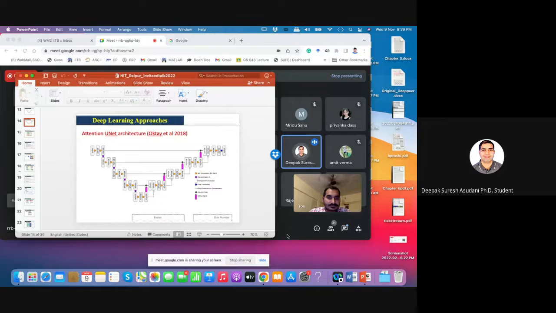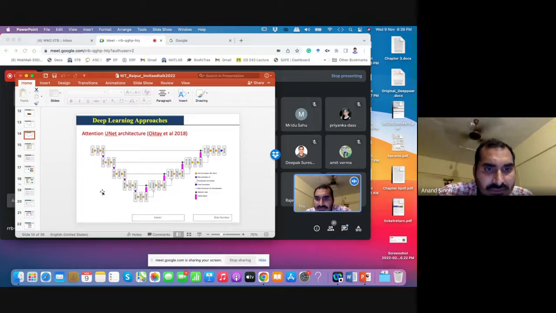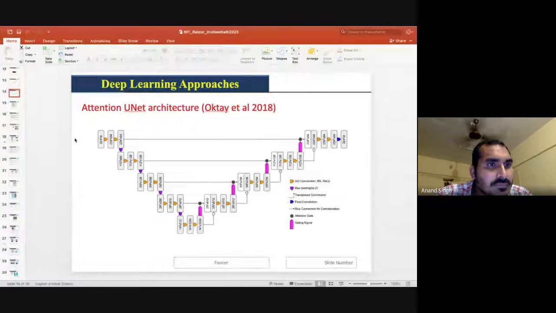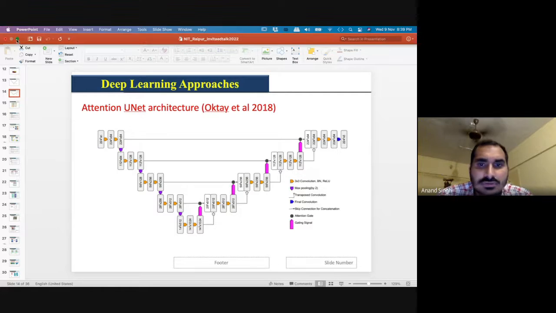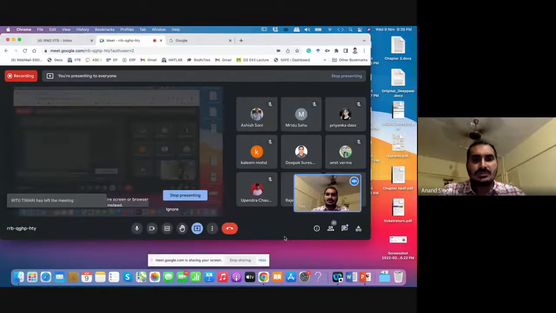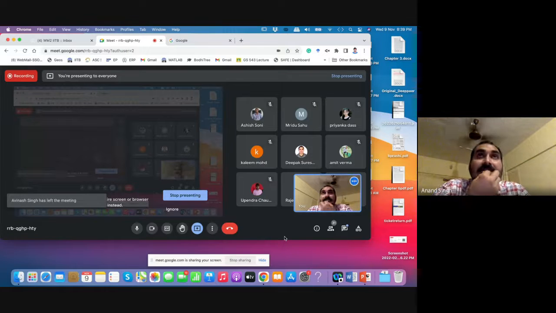Sir, and the attention is applied only at the decoder part, not at the encoder part? I think I won't be able to answer that one. I have to check. I think we have applied it on both parts, but I'm not pretty sure, Deepak. I have to discuss with my student, but I think it is on both parts. Okay, sir. I think we are applying it in both the encoder and decoder parts. Okay, sir.